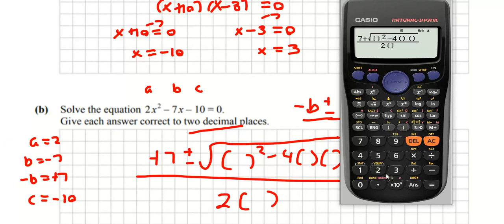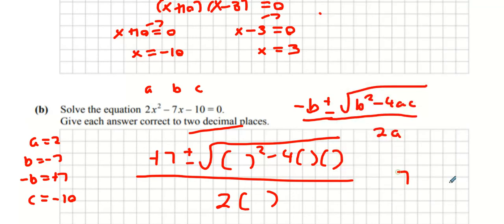Now, what's our a value? A value is 2. Put it in here. What's our c value? C value is minus 10. Our a value is 2. And our b value is minus 7. So all this in the calculator, and we get 7 plus root 129 over 4. So you can write down your workings there as 7 plus or minus square root of 129 over 4. Okay, and then we put in minus 7 here, 2, 10, and 2.